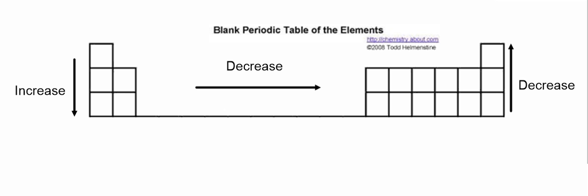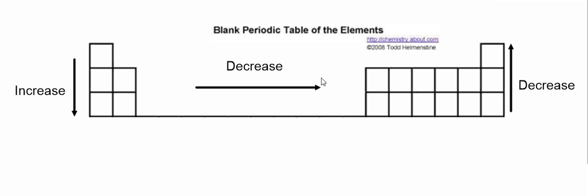The first one we're going to look at is atomic radius. As you go down a group, atomic radius is going to increase. And why is that? As you go down a group, you're increasing the energy levels that you're at. So this is 1s, this is 2s, and this is 3s. So going down a group, atomic radius increases because you're adding energy levels. And remember, the atomic radius is the distance from the nucleus to the outermost electrons.